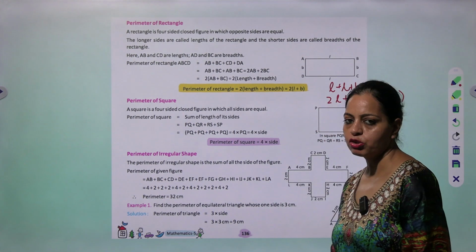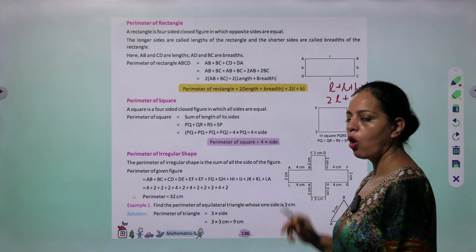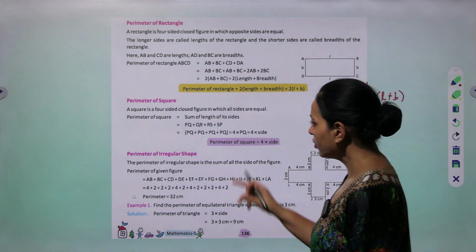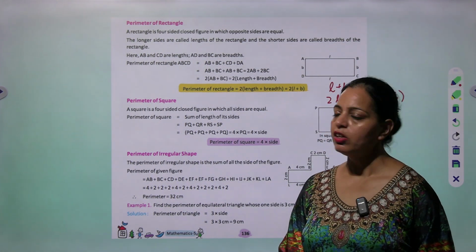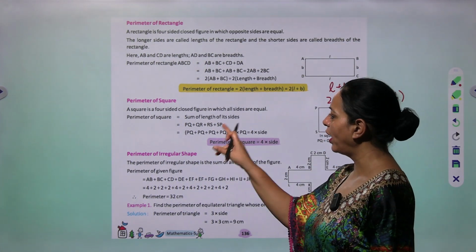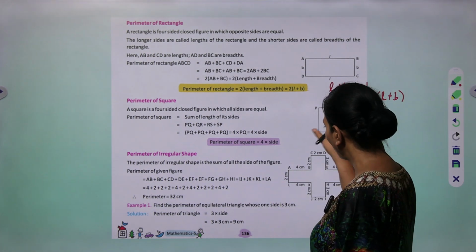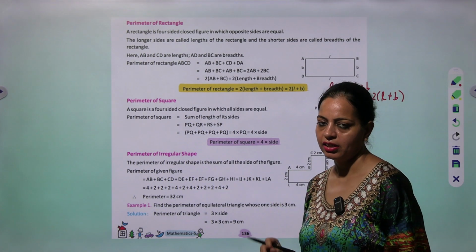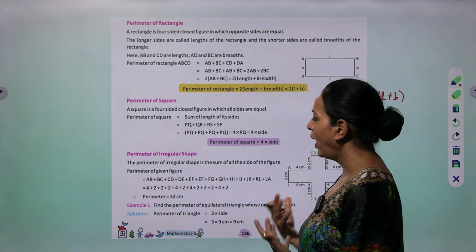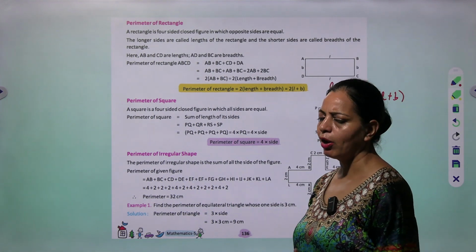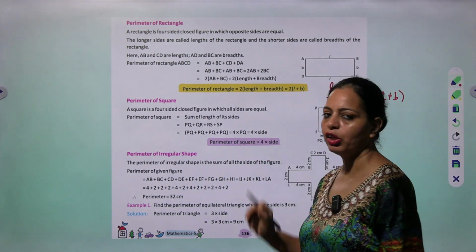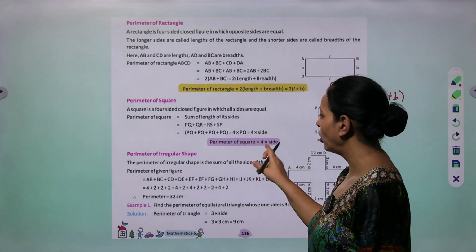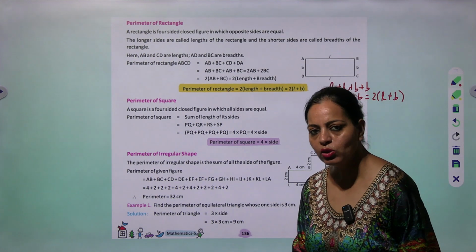Now perimeter of a square. What happens in a square? All sides are the same. A square is a 4-sided closed figure in which all sides are equal. So the perimeter of a square is the sum of the lengths of the sides. When we add the 4 sides, all are the same. Suppose L, or A, or B, whatever you want. We add them all and it becomes 4 into side. So the perimeter of a square is 4 into side.